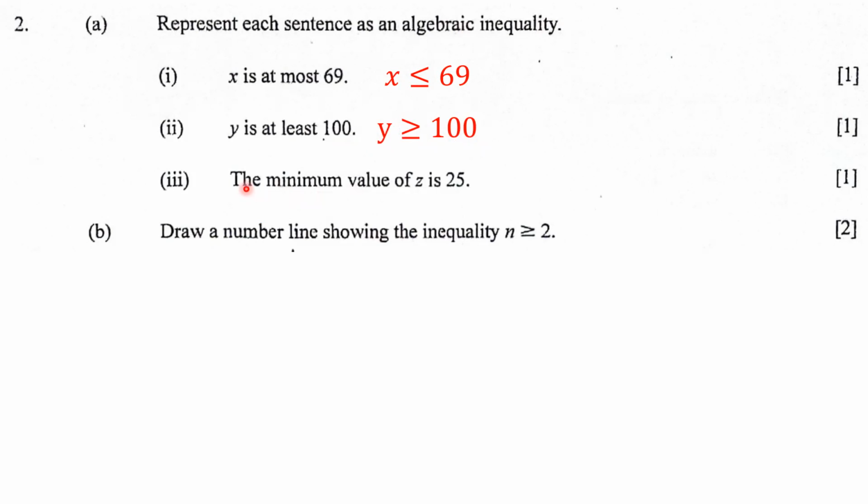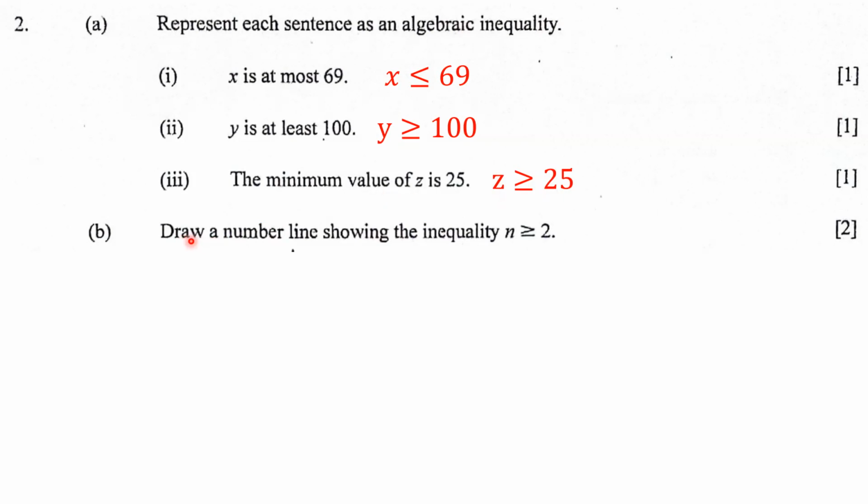Next, we have that the minimum value of z is 25, which means that the smallest z can be is 25. So it could be 25 or higher than 25. So it could be 25 or greater. So that means we have z is greater than or equal to, the line underneath means equal to. So z is greater than or equal to 25. So it could be 25 or higher, okay?